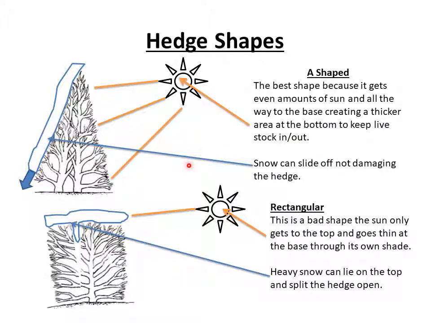So here's a bit more of an explanation of how the correct shape works. And it also works with the snow as well. If the snow settles on the hedge, it doesn't build up on the top, it goes off. Whereas if you've got a flat top, the snow sits on there and it can end up breaking the hedge and ruining it. So that's your issue with the rectangle. The A shape is the best way to prune a hedge if you're looking at the hedge from the side on.